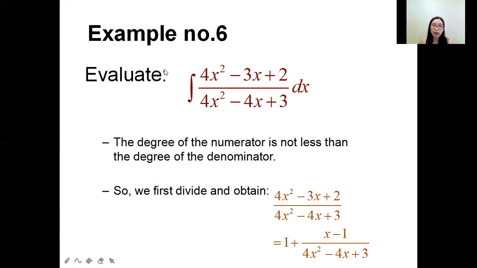Evaluate the integral of (4x squared minus 3x plus 2) over (4x squared minus 4x plus 3) dx. Upon first look, the degree of the numerator is equal to the degree of the denominator, so it is not less than the degree of the denominator. So we can perform the long division process. We have 1 plus (x minus 1) over (4x squared minus 4x plus 3).